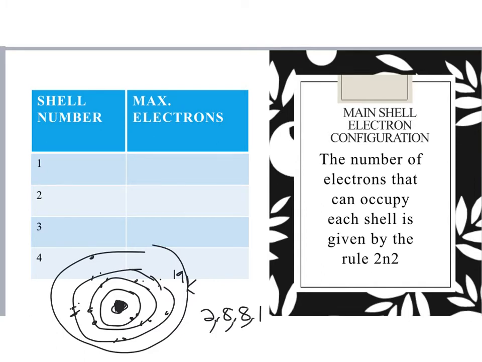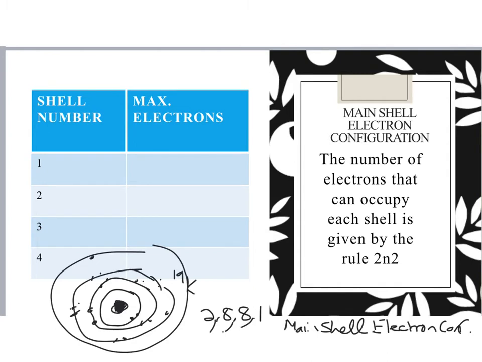But we're going to move on from that and talk about a more accurate model of what's actually going on with atoms. So that's called main shell electron configuration. Again, not something you really need to copy down, but you'll probably remember that from last year.